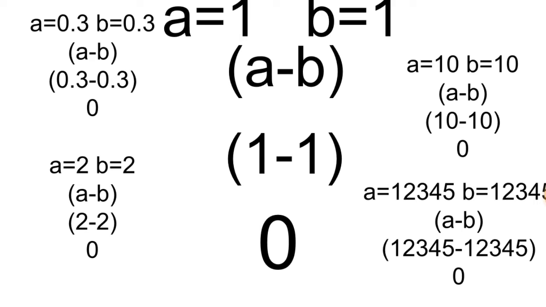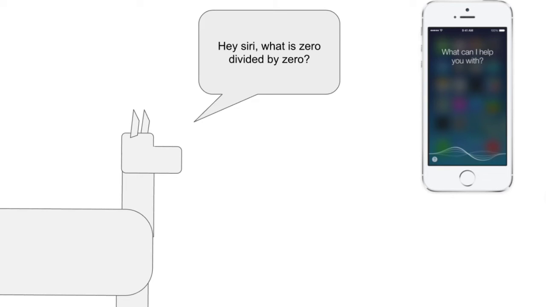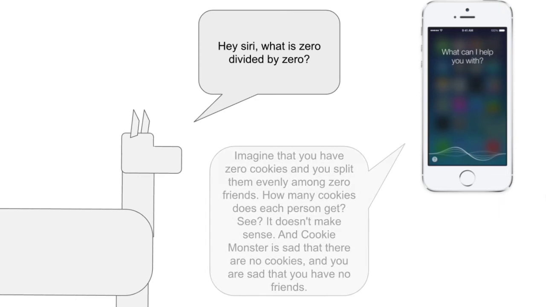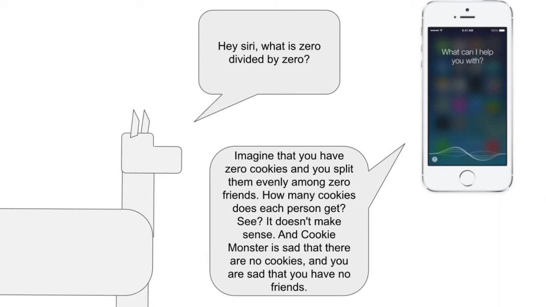What's so wrong with that? If you ever ask Siri what 0 divided by 0 is, she will say, "Imagine that you have 0 cookies and you split them evenly among 0 friends. How many cookies does each person get? See, it doesn't make sense. And Cookie Monster is sad that there are no cookies, and you are sad that you have no friends."